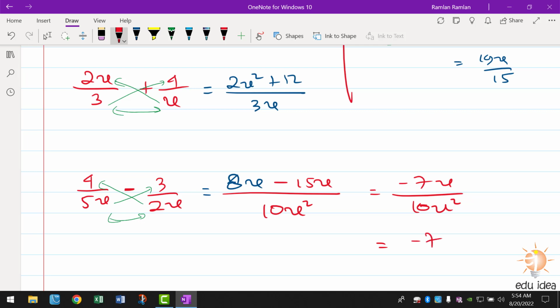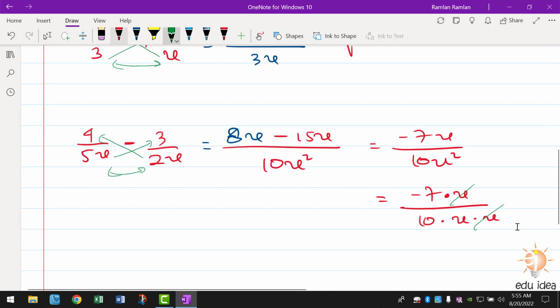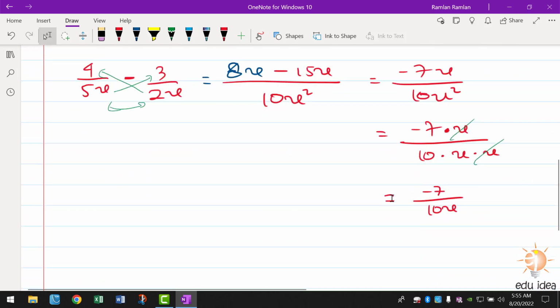So 7x means 7 times x, right? So minus 7x, and then 10x squared is actually 10 times x times x. Remember, if we have a multiplication, we can cancel, because both the numerator and the denominator have the same factor, which is x. So we can cancel one x, just one, and what's left is 7 over 10x. So this is the addition or subtraction of fractions.